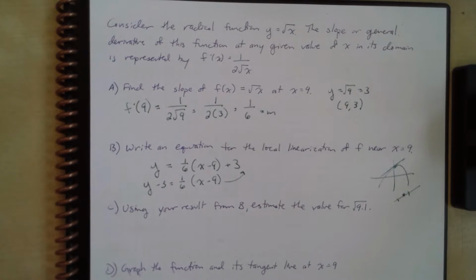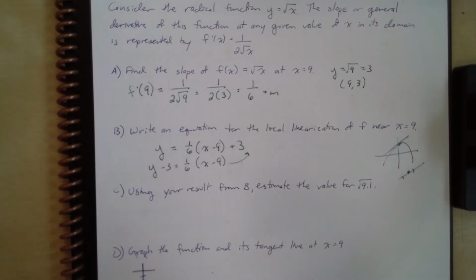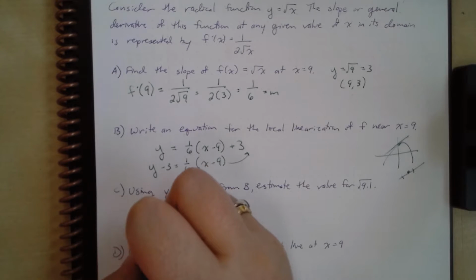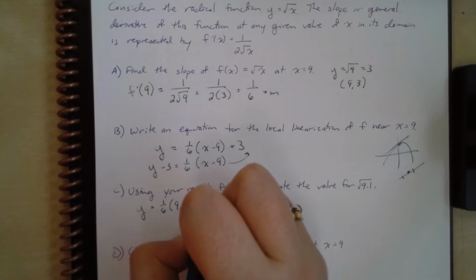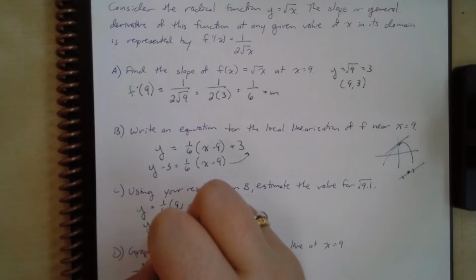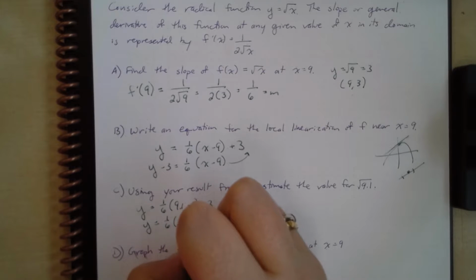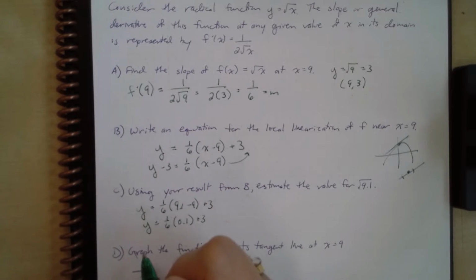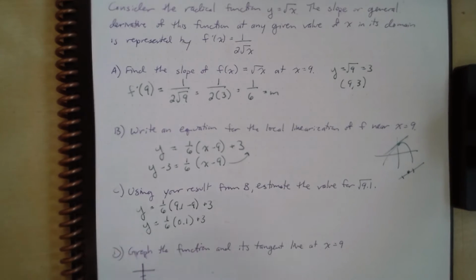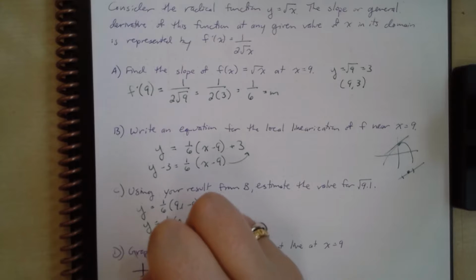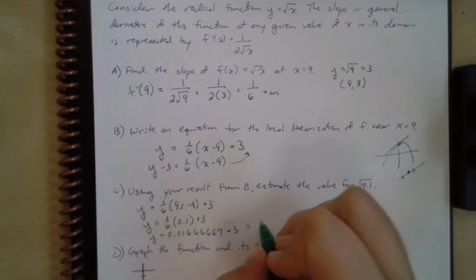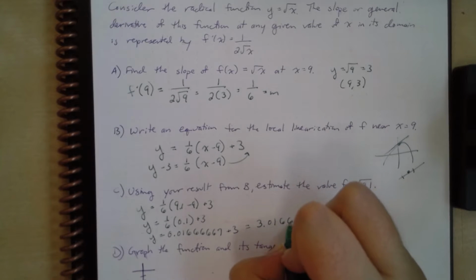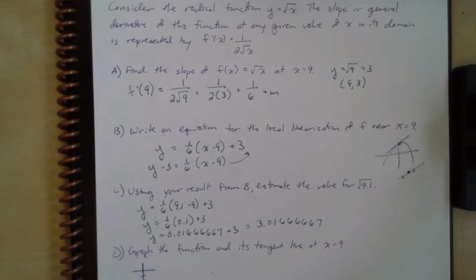So let's use this to actually estimate the value of the square root of 9.1. Well, in order to do that, I'm going to use this formula. So y would equal 1/6 times 9.1 minus 9 plus 3, which is just going to be y equals 1/6 times 0.1 plus 3. 1/6 is 0.66666 repeating, right? And times 0.1, we're going to get y equals 0.0166667 plus 3. So this just equals 3.016666667, something kind of like that.